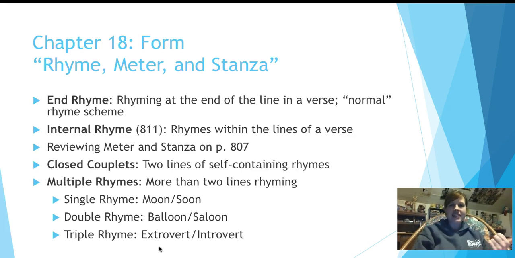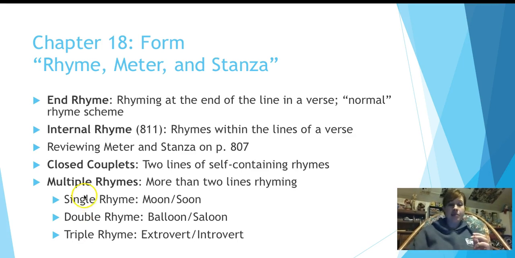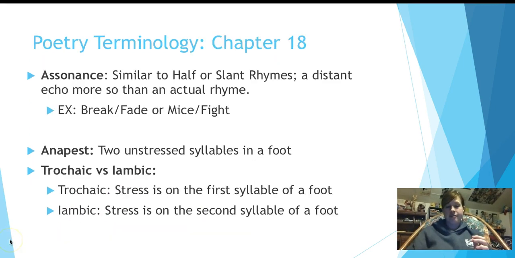Single rhymes are easy. It's just 1 syllable. So moon, soon, easy. Double rhymes are 2 syllables that the ending rhymes. So balloon, saloon, those are a double rhyme. And then a triple rhyme is 3 syllables. So extrovert, introvert. Those are your triple rhymes. So as long as you have some examples there for your exam, you should be fine. But I will ask you to define multiple rhymes and to give me an example of each of these.